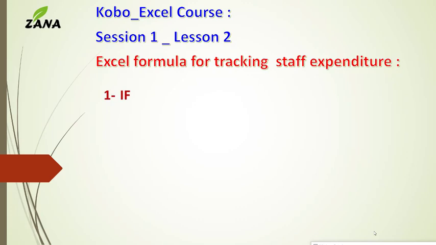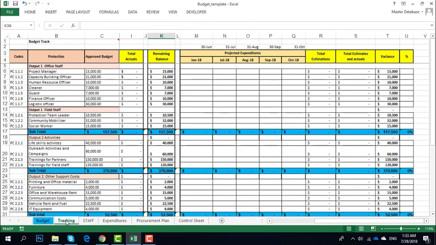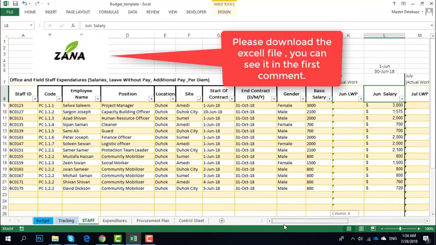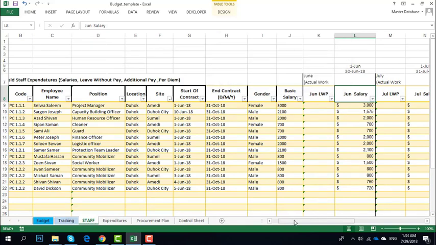We're going to talk about IF, NETWORKDAYS.INTL, MAX and MIN, SUM, and data validation. So we'll start with the staffing today, hoping that we can have a very clear image of how we can read this and how we can calculate the correct projection for each staff.